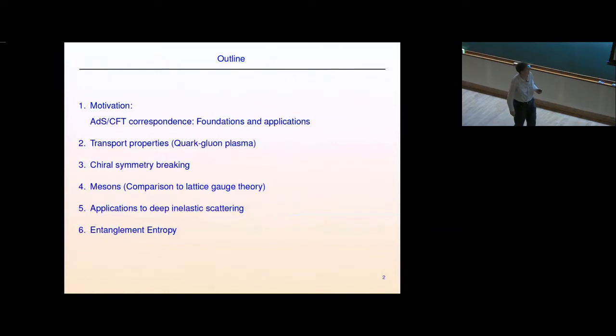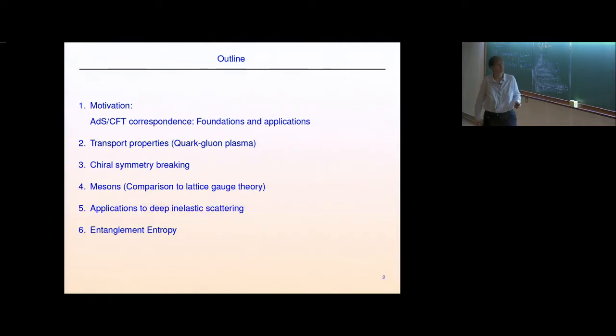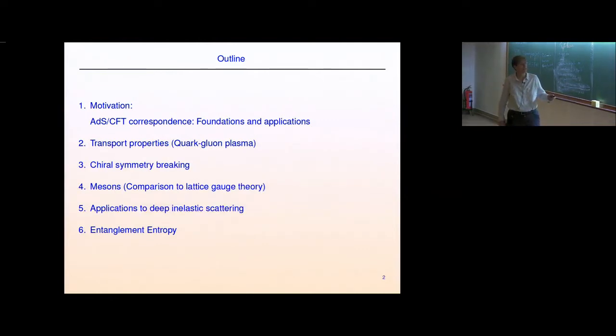Let me give you a brief outline of the 5 lectures. You see there are 6 topics, so there will be more than one topic per lecture. Today I'm going to start with AdS/CFT, what it actually is, and then how you can apply it to strongly coupled gauge theories. I will say a little bit about transport properties as relevant for the quark-gluon plasma, but there will be more specialized talks on this, so there I'll be somewhat brief.